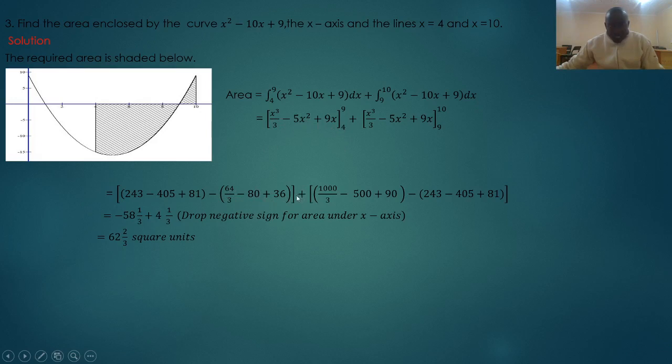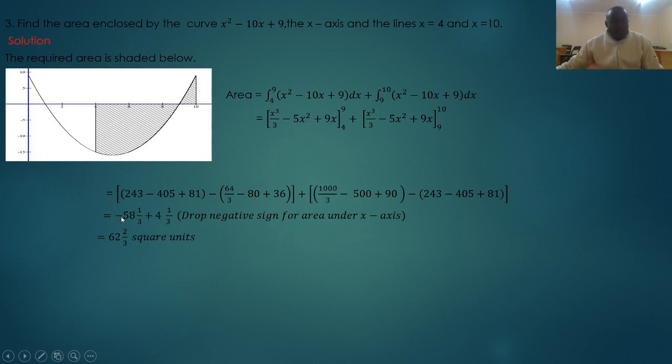Then you plus. Now we substitute 10 here, you shall get this. You substitute 9, you get the same. So what we get here and what we get here, we add the two. The first one gives you negative 58 and a third, and the second one gives you 4 and a third. Remember, ensure you drop the negative, because if you add negative 58 plus 4, it will still be negative. It goes backward to around negative 54.